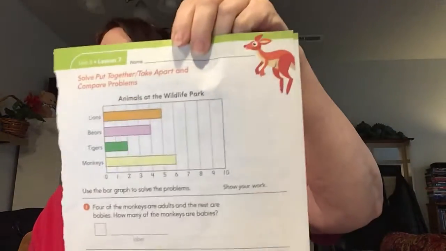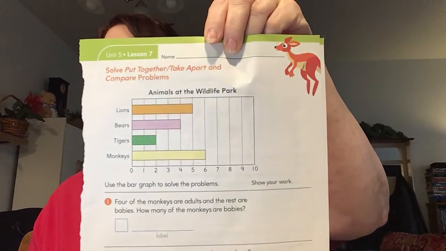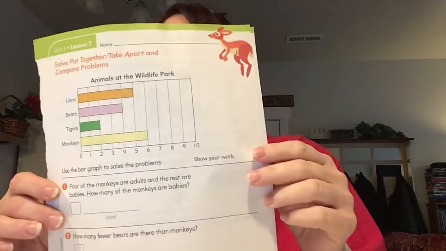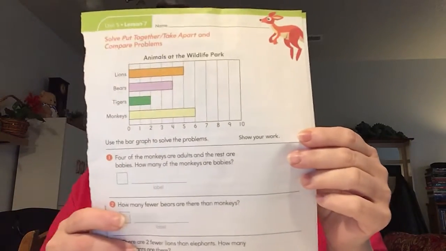So for today, we are on Unit 5, and it is lesson number 7. And it's called Solve, Put Together, Take Apart, and Compare Problems. So we are going to use graphs to solve problems. We are going to have to look at the information to see what we need to do.